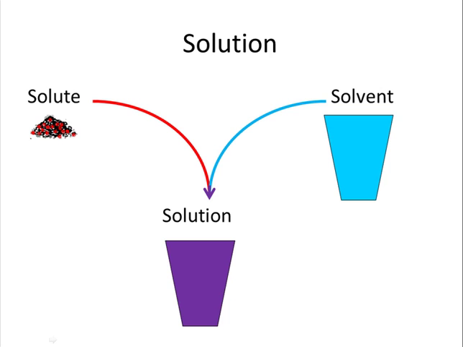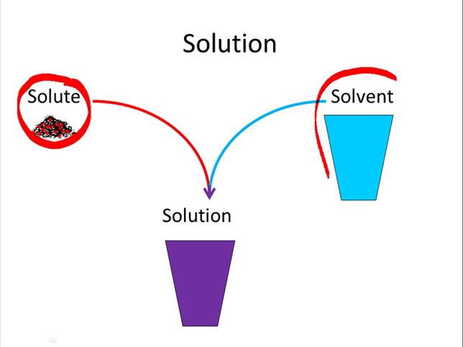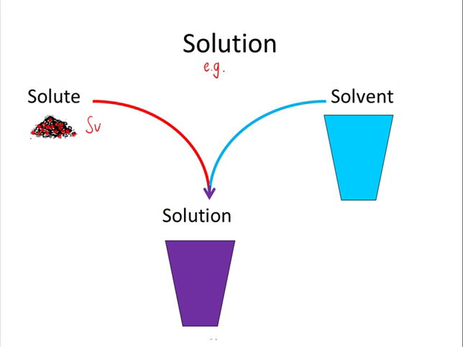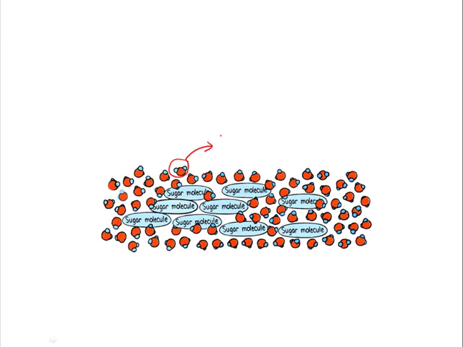A solution is always made of a solute dissolved in a solvent to make the solution. For example, it might be sugar dissolved in water to make sugar water solution. The sugar is the solute. The solute is often a solid, but it doesn't have to be. It can be a liquid, can even be a gas. And then the solute dissolves inside the solvent. The solvent in this example is water.